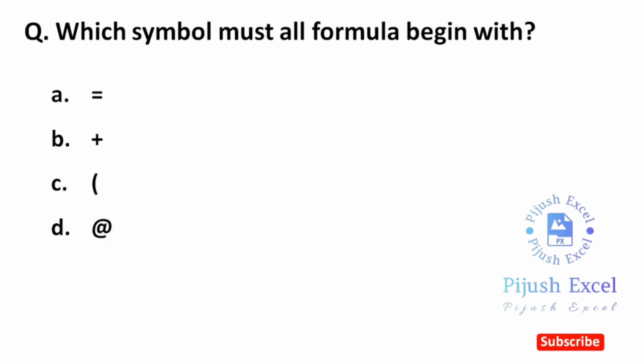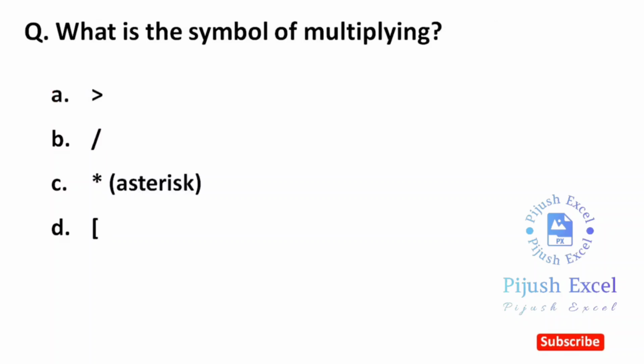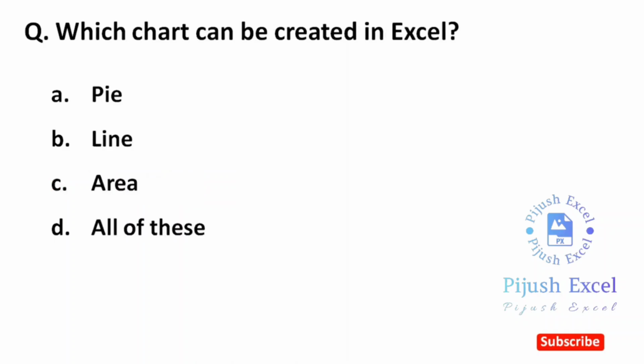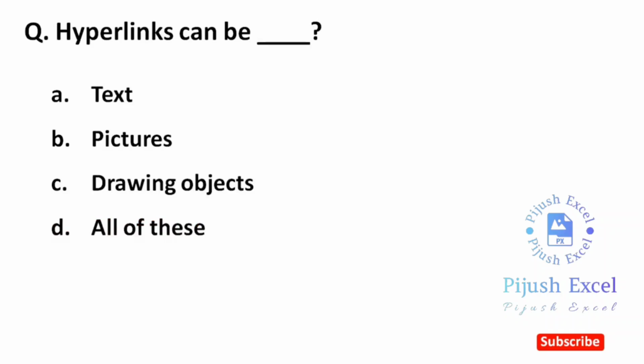Next, which symbol must all formulas begin with? Option A, equal sign. Next question, what is the symbol of multiplication? Option C, asterisk. Next question, which chart can we create in Excel? Option D, all of these. Next, a hyperlink can be all of these. Option D.